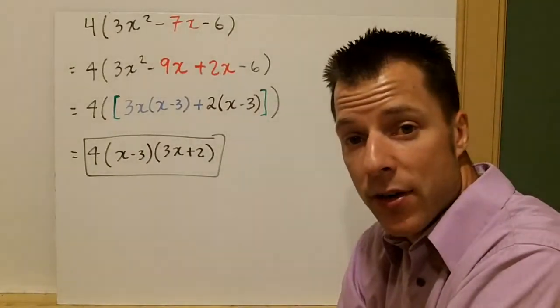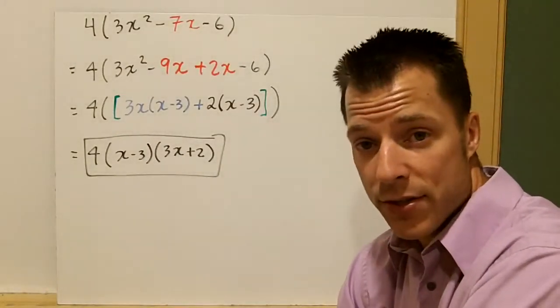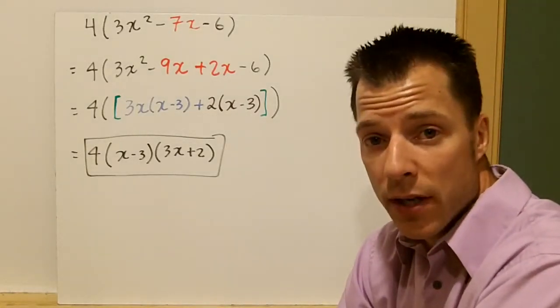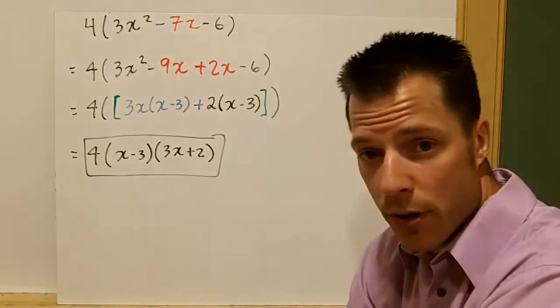So this is how we factor ax squared plus bx plus c when the a term, the leading coefficient, is greater than 1.